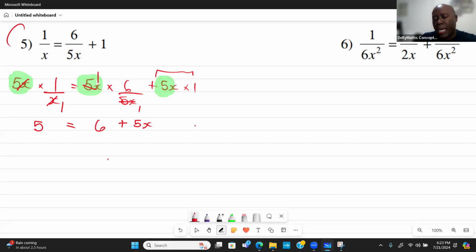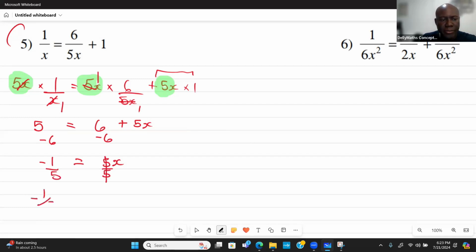In order to get the x by itself, I'm going to subtract 6. Why? Because I do have a positive 6. So if I employ subtracting 6, it's going to become a 0 pair, and then it's going to cancel itself out. In balancing, I subtract 6. I have negative 1 on the left side, which is equal to 5x. Finally, I'm going to divide both sides by 5 so that the x is alone. So you could see that negative 1/5 is equal to x. And that is my number 5.